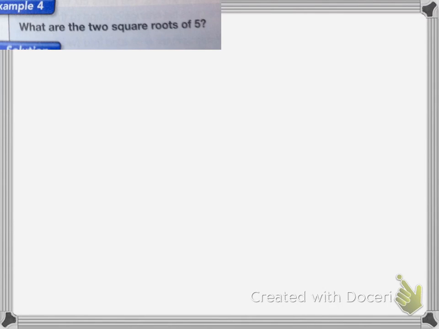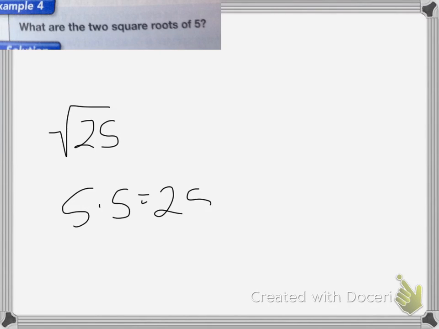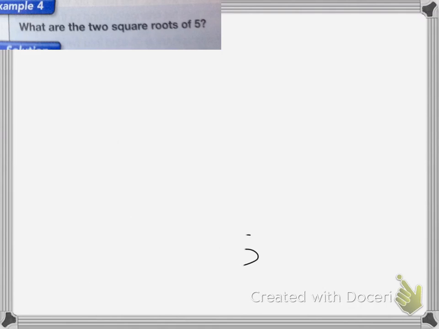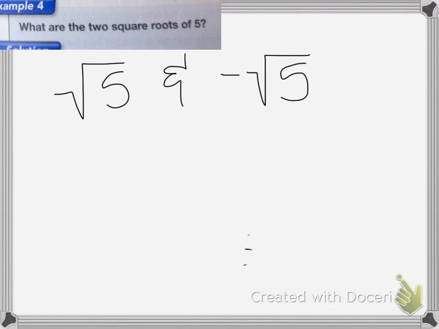So what are the two square roots of 5? A perfect square, for example 25, has both positive and negative square roots, 5 and negative 5, because 5 times 5 is equal to 25, and negative 5 times negative 5 is equal to 25. So in this case, the two square roots of 5 are the square root of 5 and the negative square root of 5.